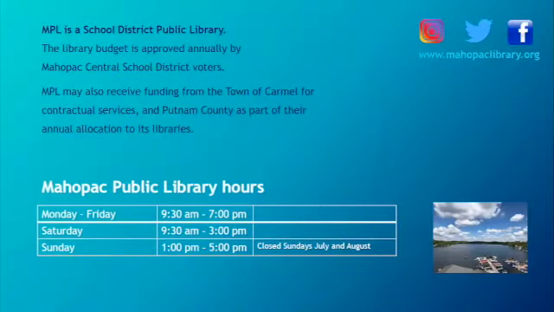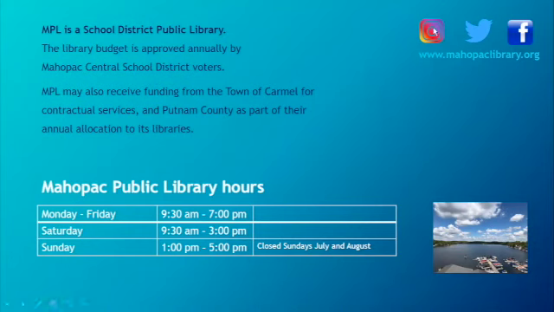The Mahopac Public Library is a school district public library. The library vote is approved annually by Mahopac Central School District voters. Mahopac Library may also receive funding from the town of Carmel for contractual services and Putnam County as part of their annual allocation to libraries.